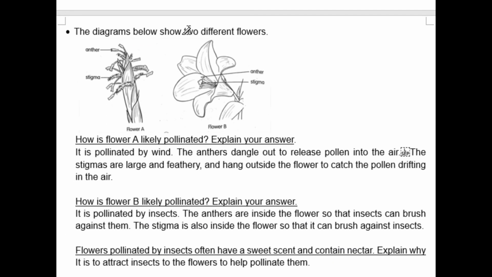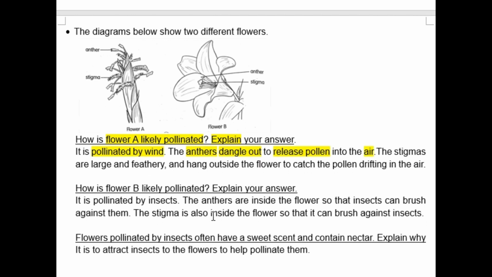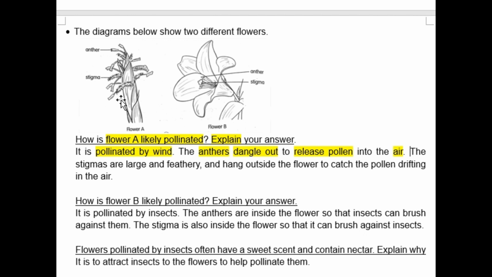The diagrams below show 2 different flowers. How is flower A likely pollinated? Explain your answer. It is pollinated by wind. The anthers dangle out to release pollen into the air. The stigmas are large and feathery, and hang outside the flower to catch the pollen drifting in the air.